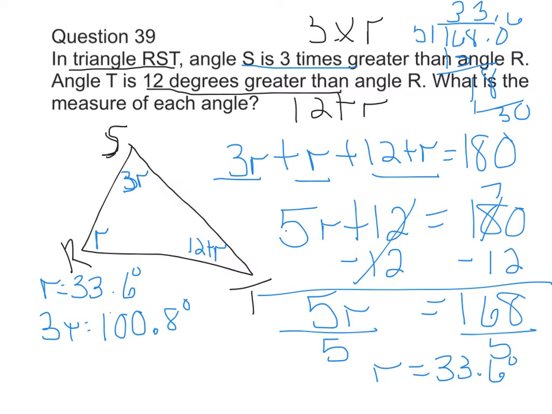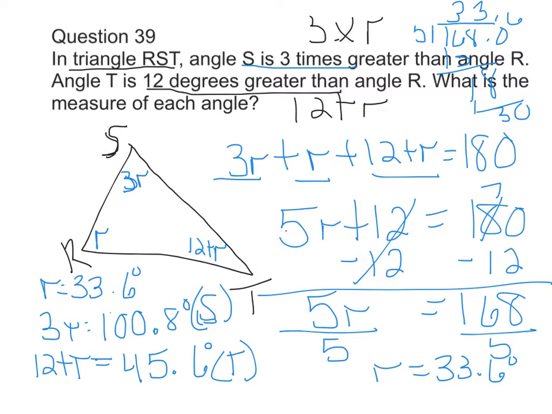And then we just have 12 plus R. So that one will be pretty easy. You just have to add 12 to 33 and bring the decimal down. So that'll give us 45.6 degrees or 6/10. So we have R, this is S, and this is T. So you have all of your angles.